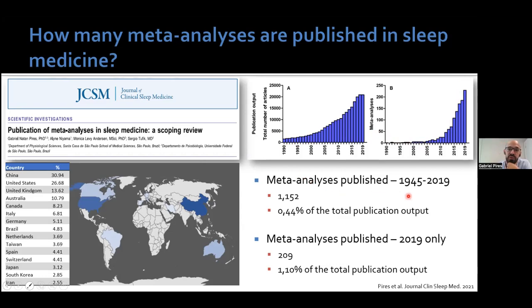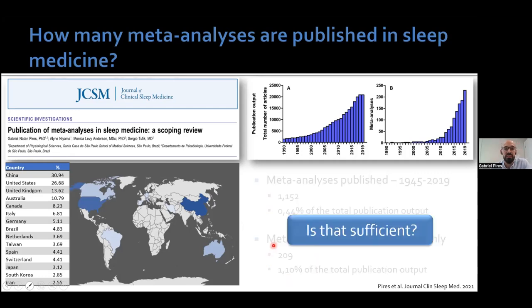If we take the whole period of 1945 to 2019, more or less 0.44% of the whole publication output in our field in sleep medicine were meta-analysis. But then if we take the last year in analysis here, more than 1%, more than 1 in each 100 articles were meta-analysis. So that was clearly a trend of people publishing more and more meta-analysis. And then I started questioning myself, although we are increasing the publication output of meta-analysis, is that sufficient from the standpoint of evidence synthesis?